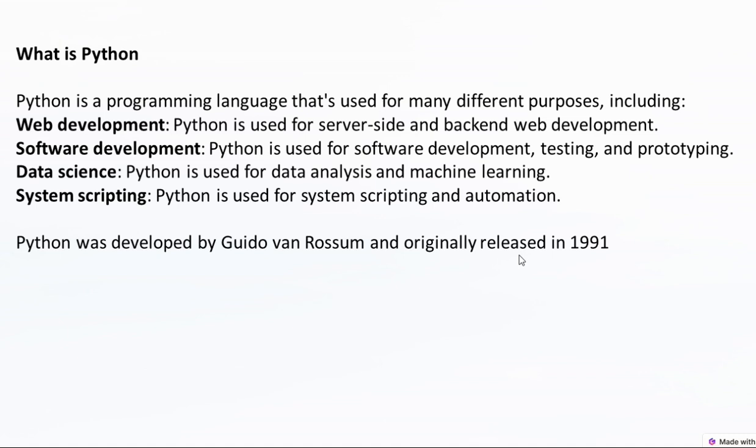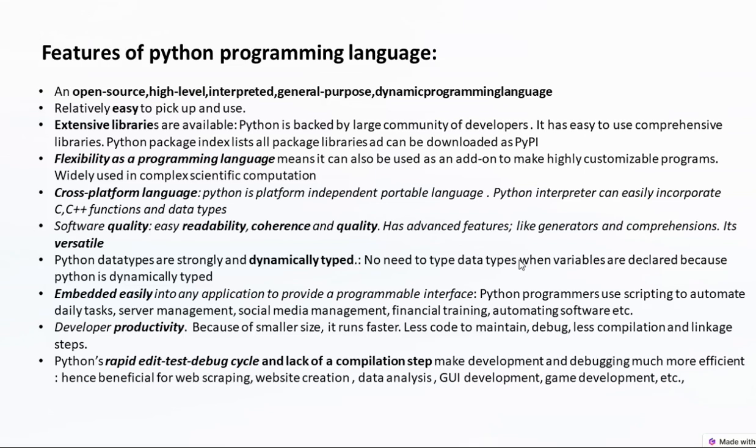Let's first start with what is Python. Python is a programming language that's used for many different purposes. You can use it for web development, it's widely used for software development, it's widely used in data science for data analysis and machine learning, and it's used for system scripting and automation. The Python language was developed by Guido van Rossum in the year 1991.